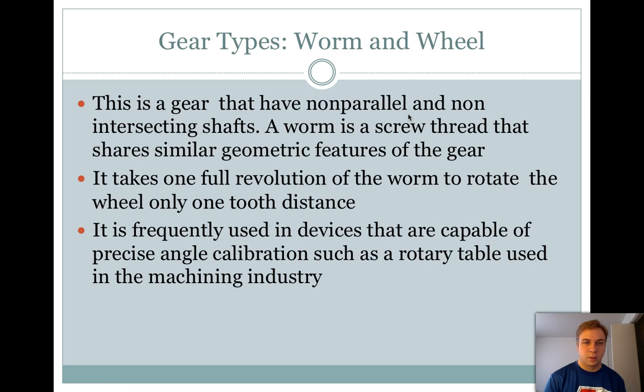Worm and wheel. This is a gear set that has non-parallel and non-intersecting shafts. A worm is a screw thread that shares similar geometric features of the gear. It takes one full revolution of the worm to rotate the wheel only one tooth distance. It is frequently used in devices that are capable of precise angle calibration, such as a rotary table used in the machining industry.